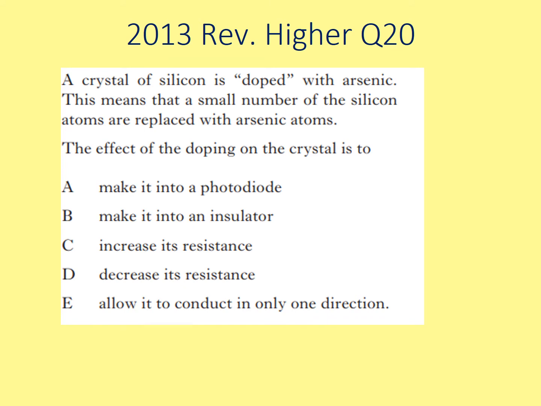2013 Revised Higher Question 20. A crystal of silicon is doped with arsenic. This means a small number of silicon atoms are replaced by arsenic atoms. The effect of doping in the crystal is 2. So this is like the other question, except we're specifically looking at resistance. It decreases the resistance. That is, it increases conductivity.